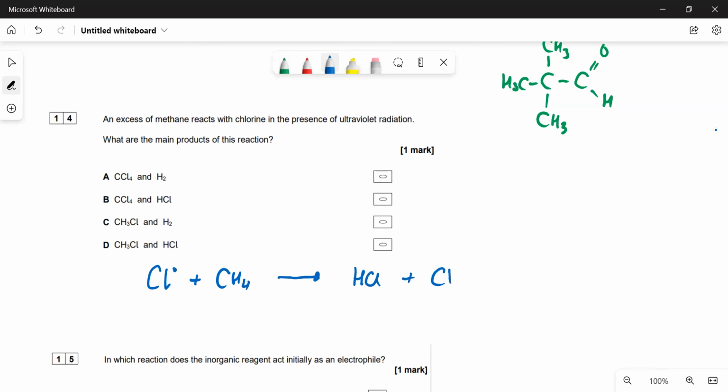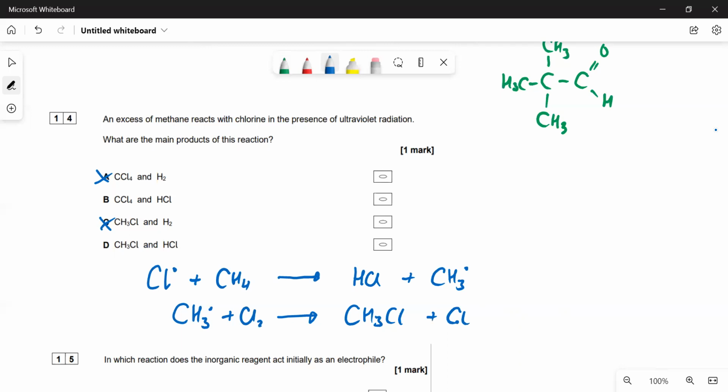And what's left behind is a CH3 free radical, which then reacts with the chlorine again in the next step to form CH3Cl and a chlorine free radical. Right now, so we're not going to get H2. So A is wrong, and C is wrong. Which is right out of B and D?